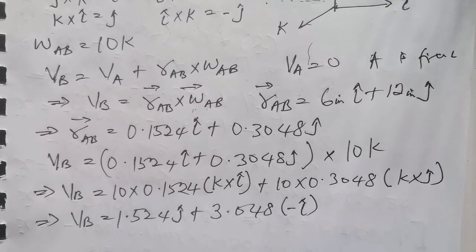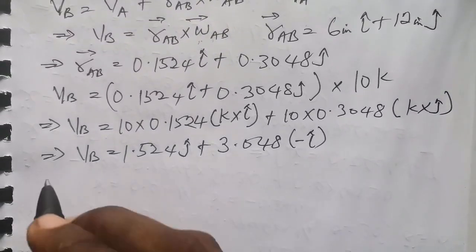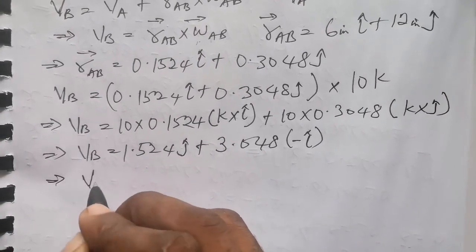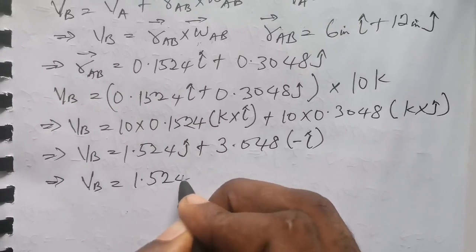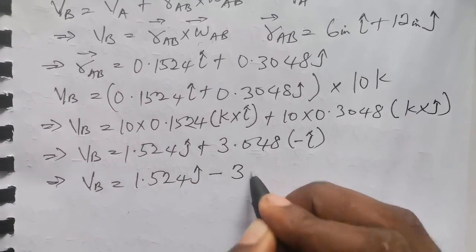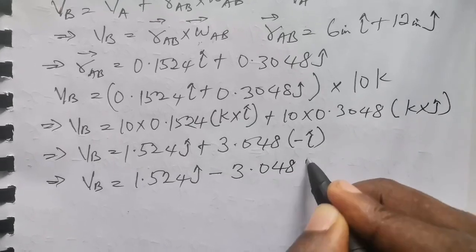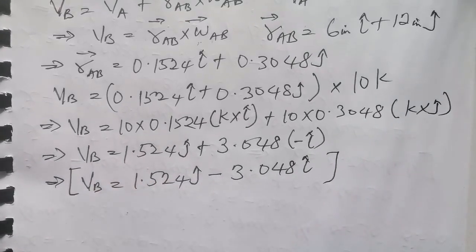Okay. K cross J simply gives us negative I. So this simply implies that velocity at point B is equal to 1.524 in the J direction. Of course, this is minus 3.048 in the I direction. Keep this velocity component aside.